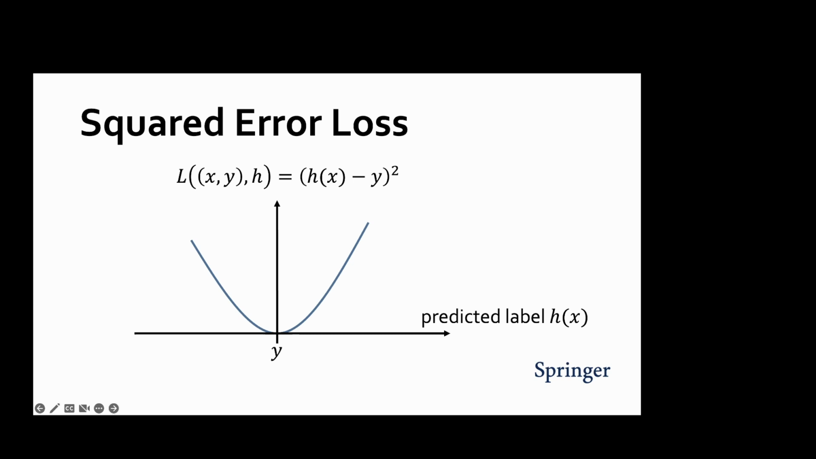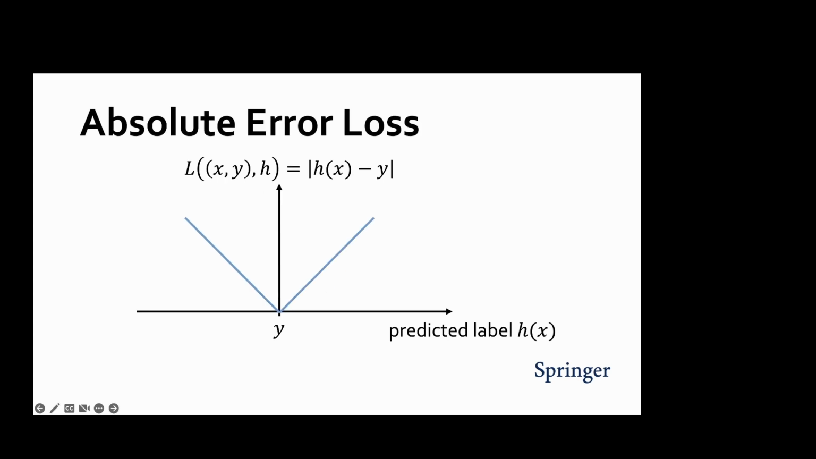Maybe the most widely used loss function for numeric label values is the squared error loss. This loss is defined as the square of the difference between the predicted label value and the true label value of a data point. Note that we can evaluate the squared error loss only if we know the true label value of a data point. Such data points are referred to as labeled.